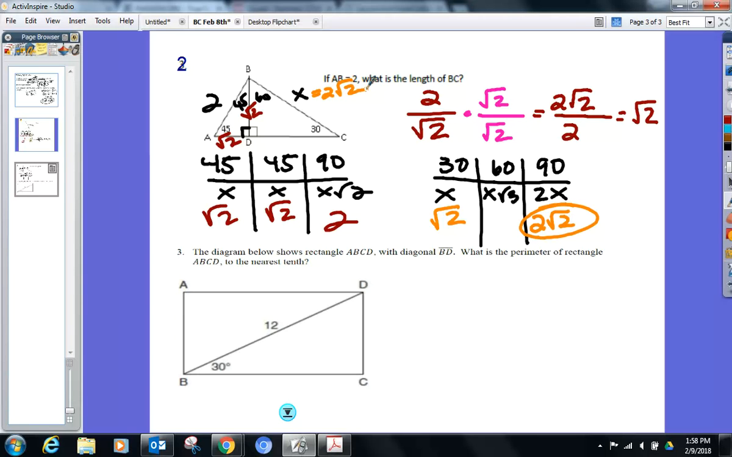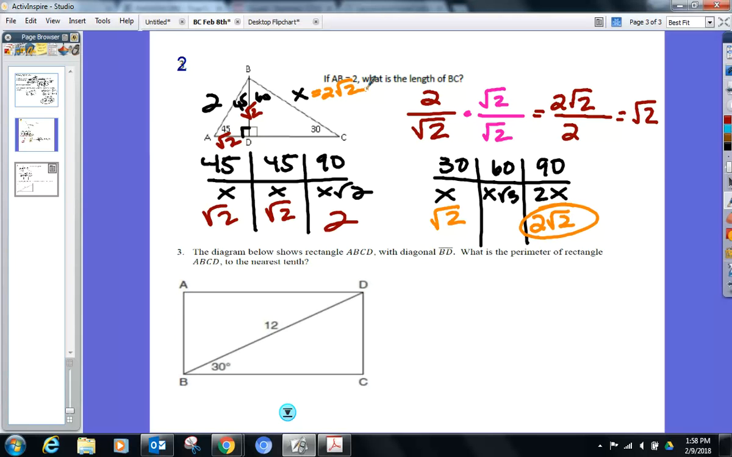Letty, go ahead. On a test or something, if it just asked for the 90 and we didn't have to find one of the sides, would that be...? Yeah, like I didn't need DC, so I'm not even going to talk about it.